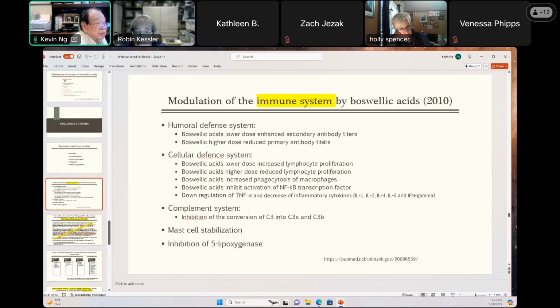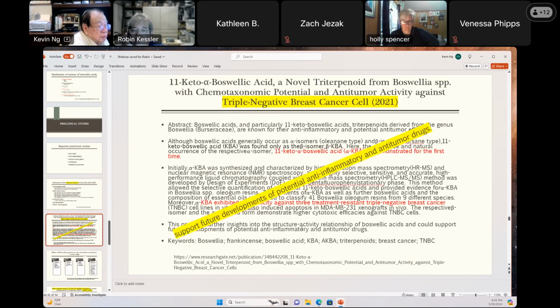This is a summary of how Boswellic acids work on the immune system. I won't go into detail, but just to say that one of the properties of Boswellic acid is that it stabilizes the mast cells. Mast cells are the culprit for asthma. In people with asthma, a lot of chemicals are released from mast cells, and that causes the constriction of your lungs.